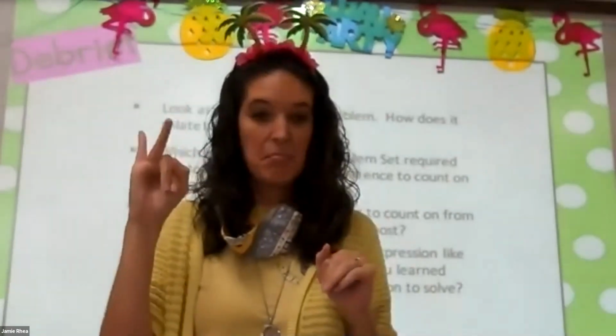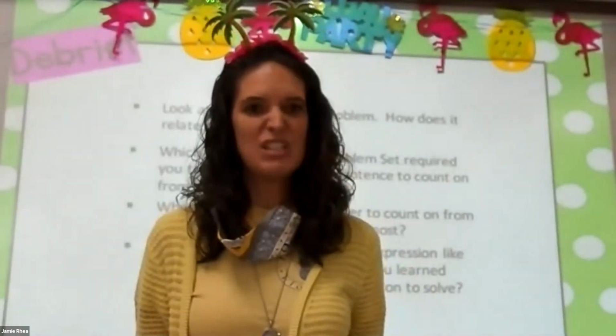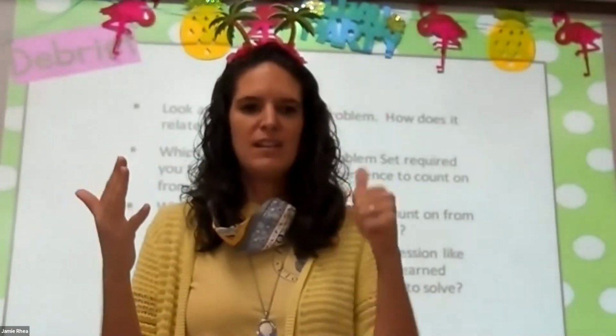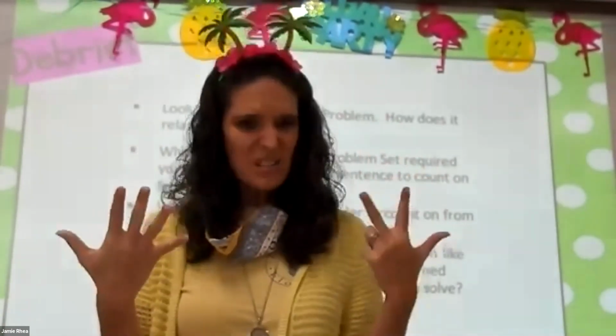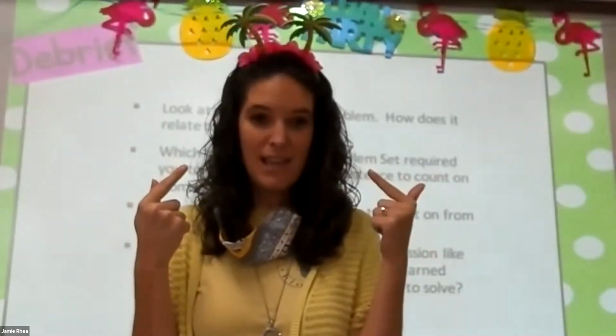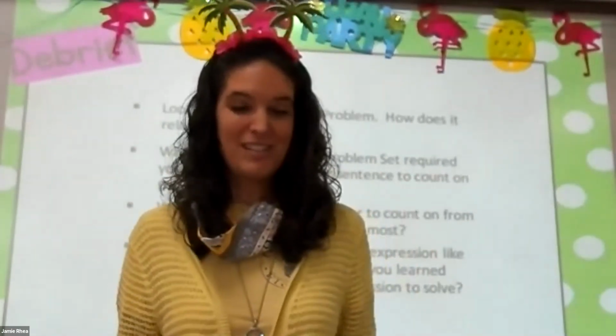So if I put 8 plus 2 in my head, I could say 8, 9, 10. Super simple. But if I said 2, 3, 4, 5, 6, 7, 8, 9, 10, that's a lot to count on. So remember, we want to put that bigger number in our head so we can count on the smaller number to make it more efficient, okay?